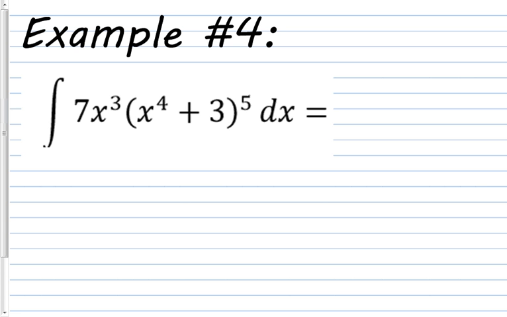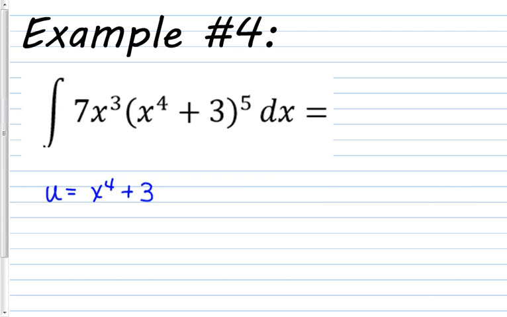Example 4. Okay. Same idea. There's going to be a little error, or not an error. I know I messed up, but there's going to be a number that I have to compensate for. So 7x cubed, x to the 4th plus 3 to the 5th. Okay, so look at this and figure out what is u. What can I derive to get the other thing in the problem here? And I do see that x to the 4th has a higher degree than the x cubed. So that might be an indication that that's u.